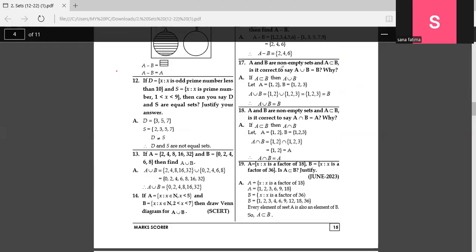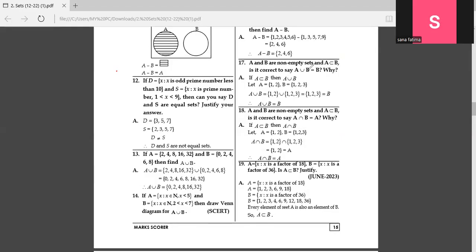Now the next question: A and B are non-empty sets. Non-empty set means something is there inside them. A is a subset of B. Is it the correct way to write A union B is B? We'll check whether it is correct or not. It says that A is a subset of B, then A union B. Here it is given that A is 1, 2 and B is 1, 2, 3.